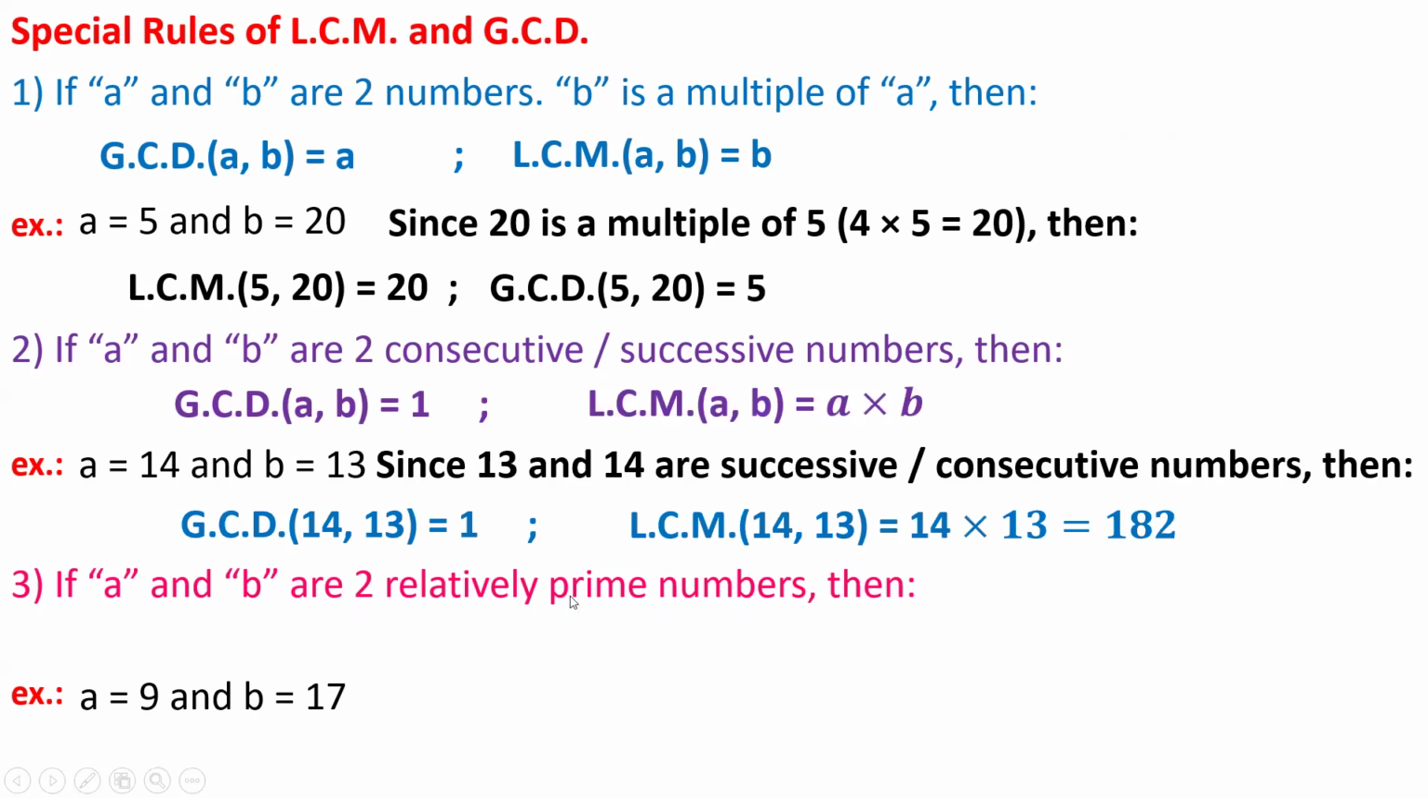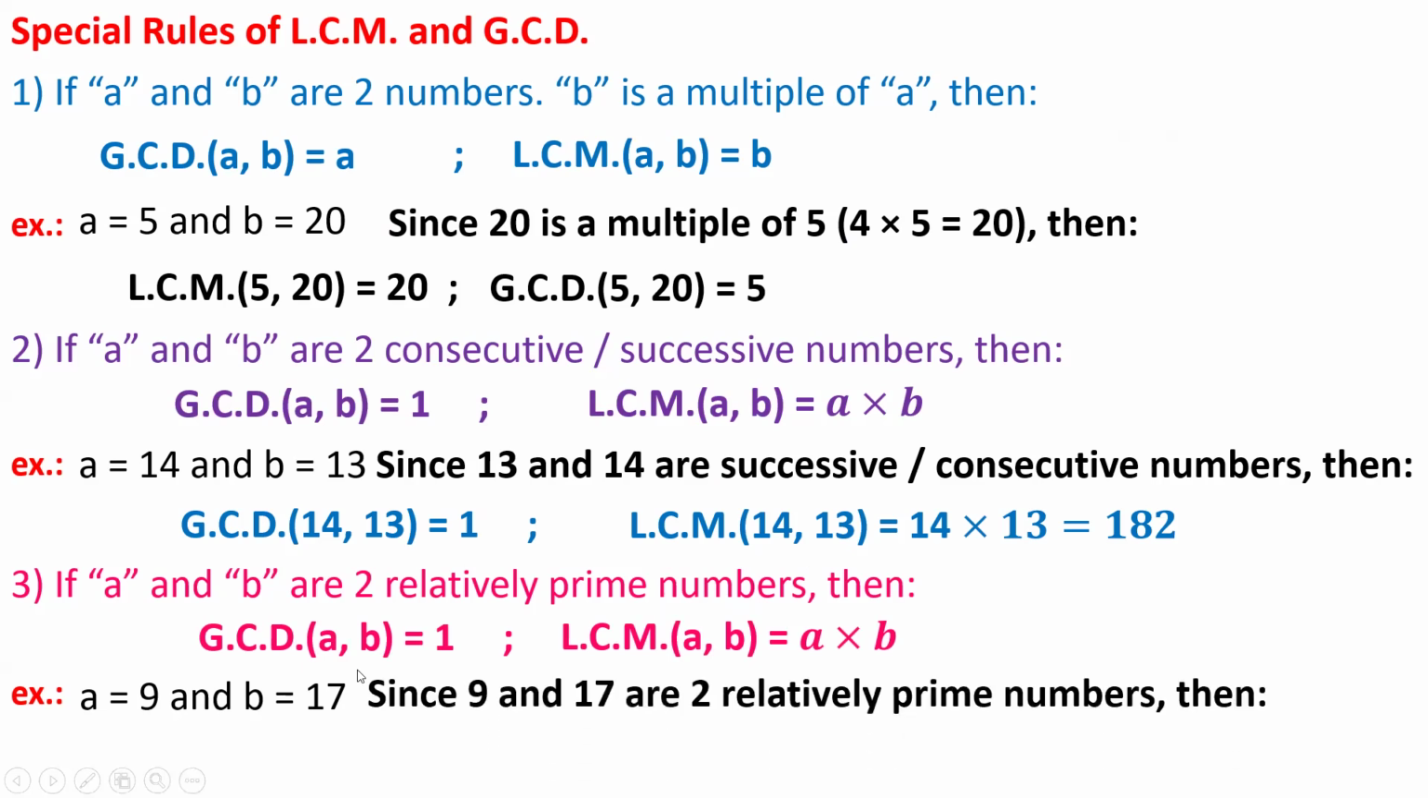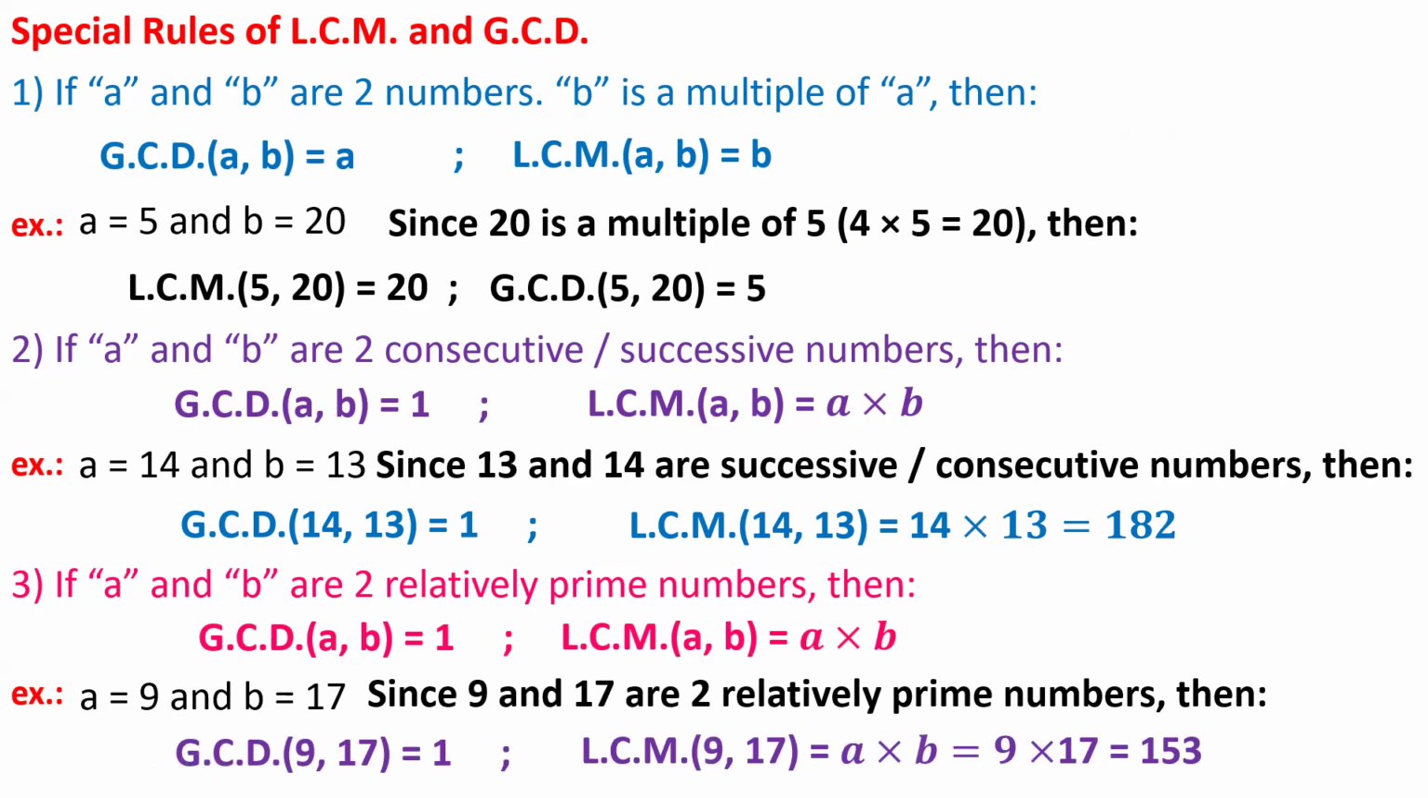If A and B are two relatively prime numbers, what do we mean by relatively prime? There's no common divisor between them. Then their GCD is 1 and their LCM is A times B, the multiplication of both numbers. For example, I have two numbers, 9 and 17. Their GCD is 1 and their LCM is the multiplication of both numbers. These rules are very important. So we have three rules that you should memorize to be able to find the GCD and the LCM directly without making a prime factorization.